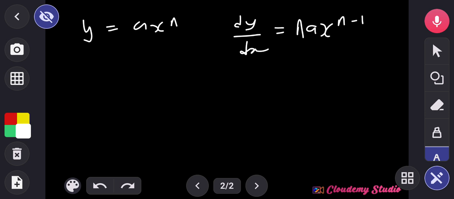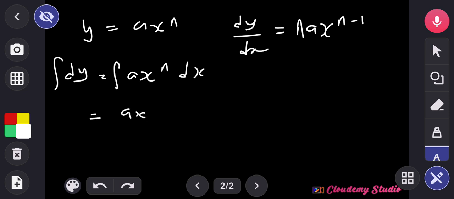But in integration, if you have something like dy equals ax raised to power n dx, and we integrate both sides, the y is given as ax raised to power n plus 1 divided by n plus 1, plus c, where our c is a constant value. So in indefinite integral, because we are not definite about the value of c, we have to put c. But in definite integral, we are going to be seeing something different.